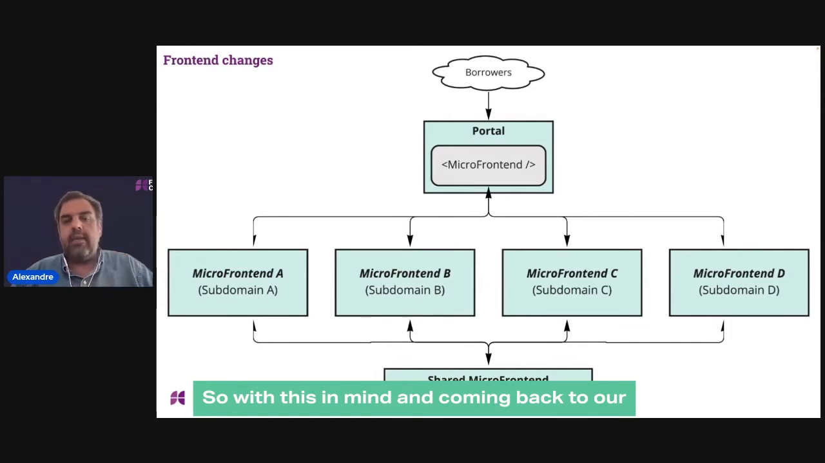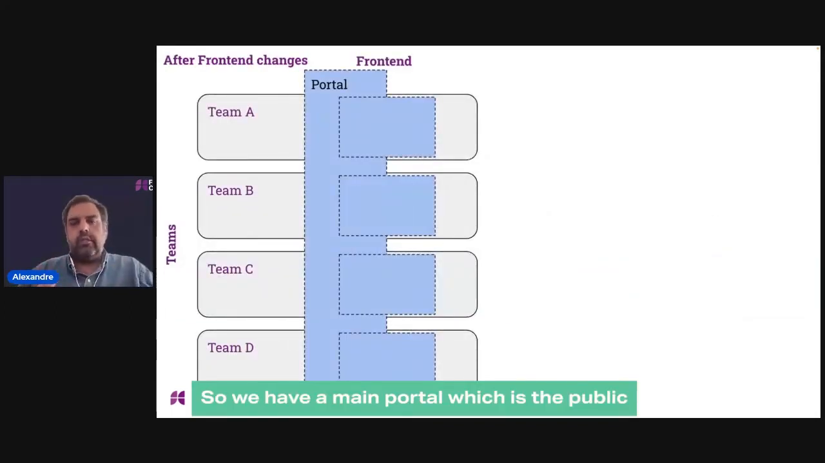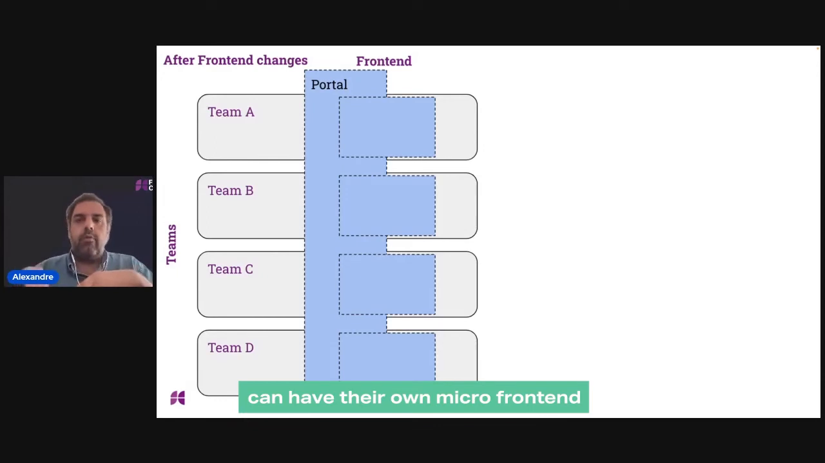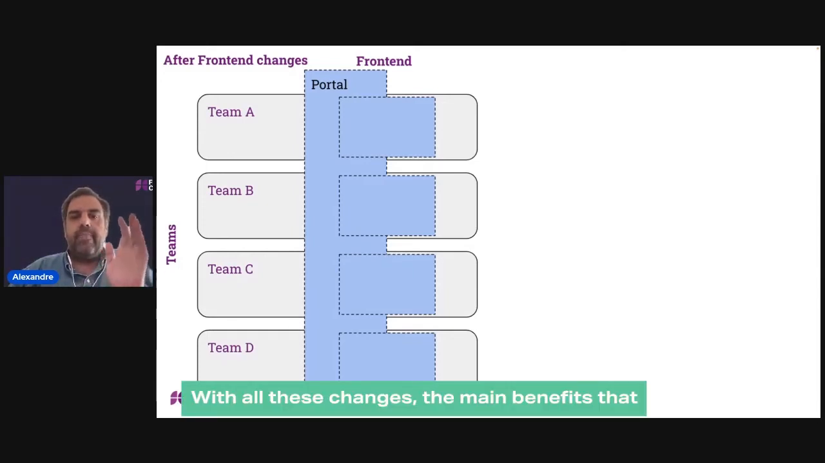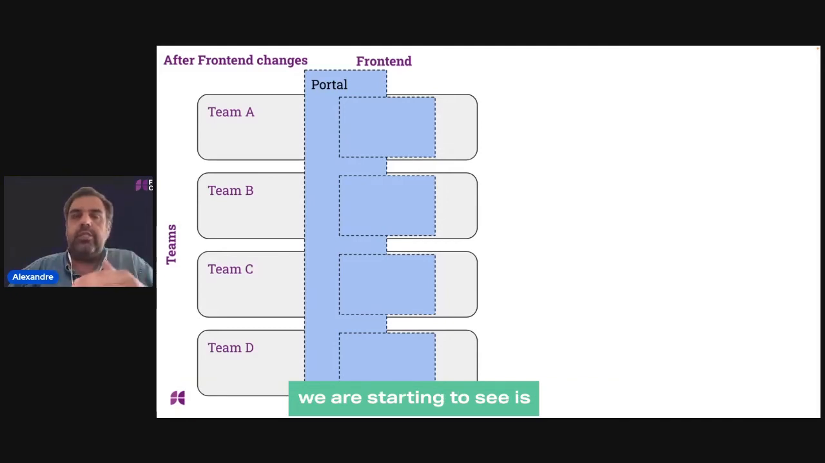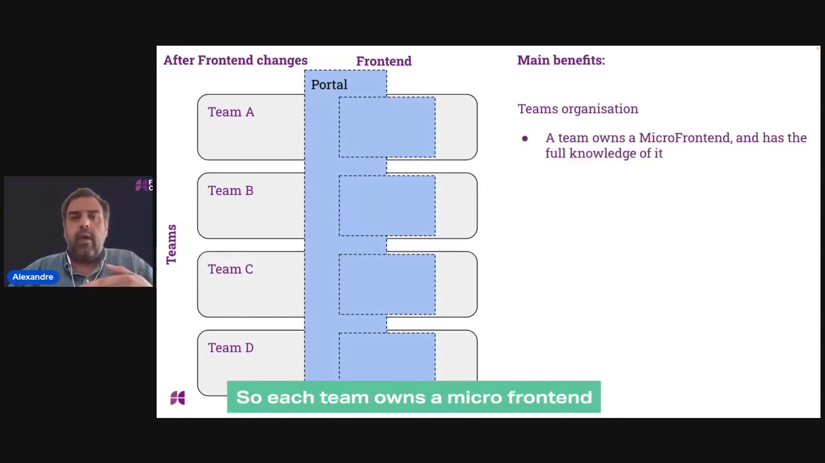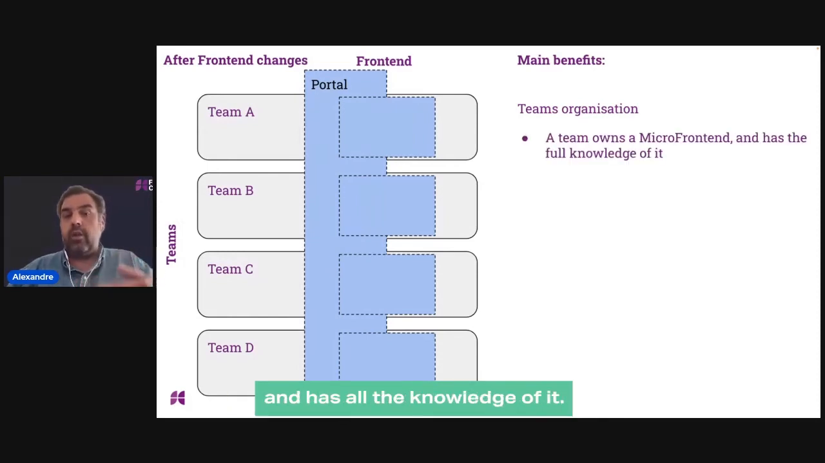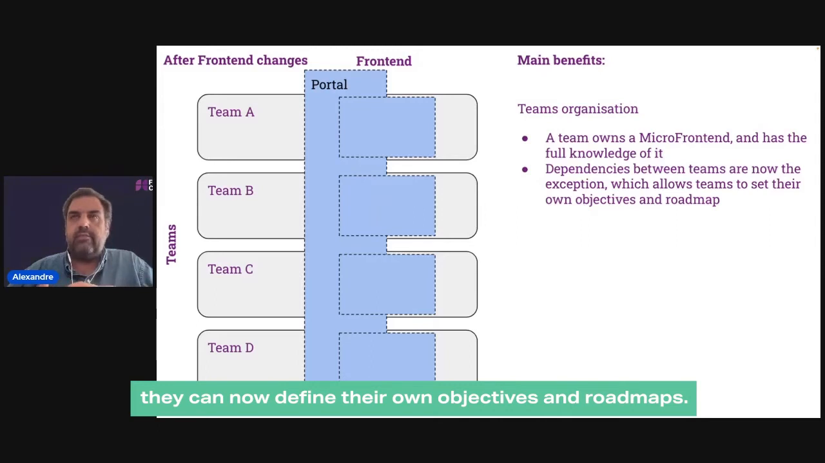So with this in mind, and coming back to our high-level diagram, we get this structure. We have a main portal, which is the publicly accessible micro frontend, and then each team can have their own micro frontend and be responsible for it. With all these changes, the main benefit that we are starting to see is team organization. Each team owns the micro frontend and has all the knowledge of it. As teams are independent of each other, they can now define their own objectives and roadmaps.